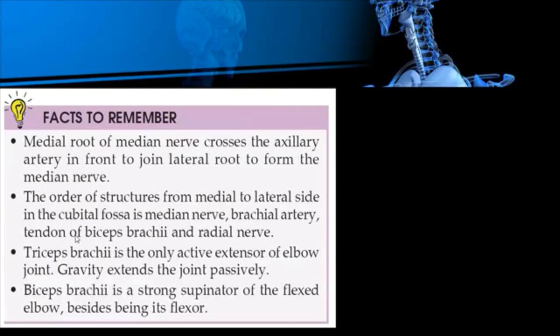Triceps brachii is the only active extensor of the elbow joint. Gravity extends the joint passively. Biceps brachii is the strong supinator. I have already mentioned that the chief supinator muscle is biceps brachii.